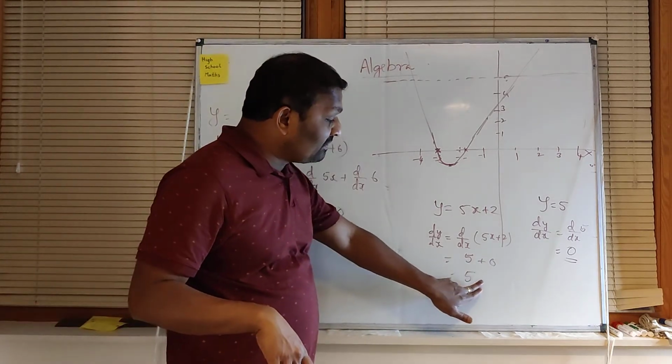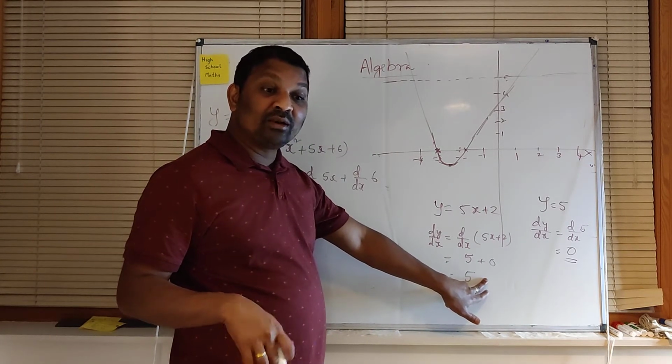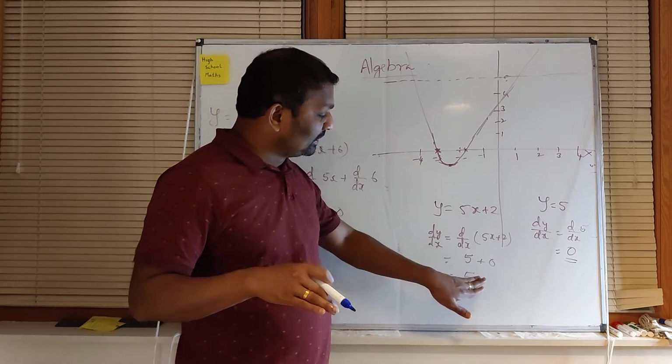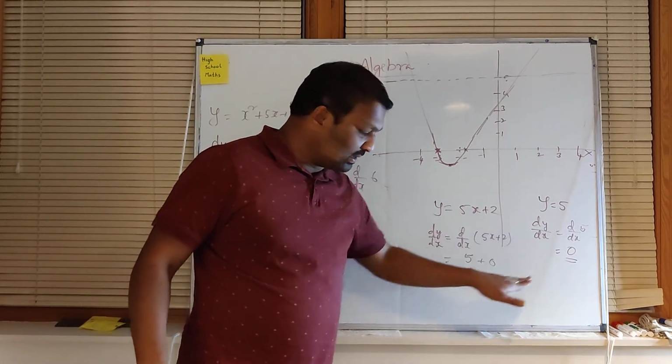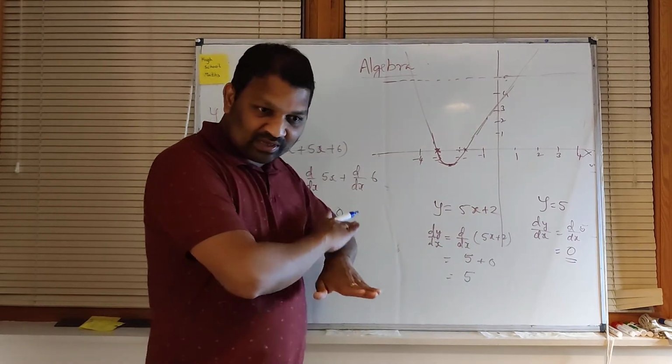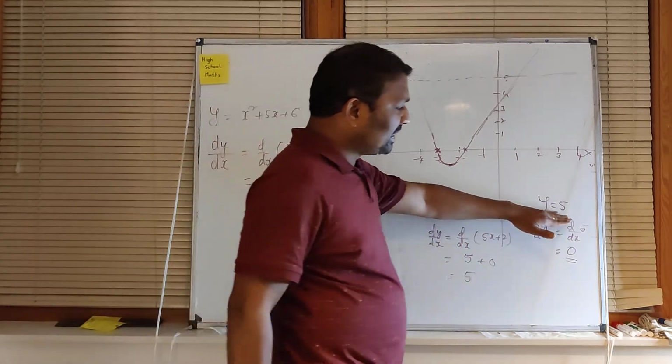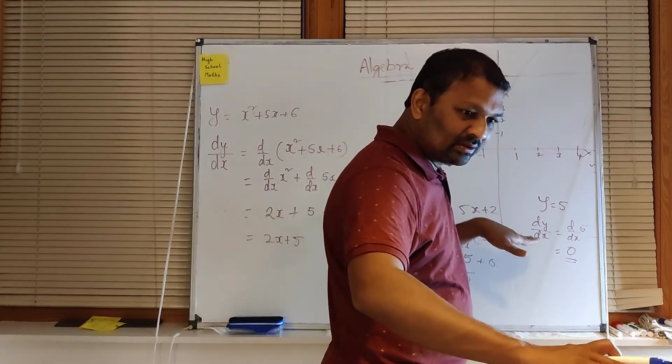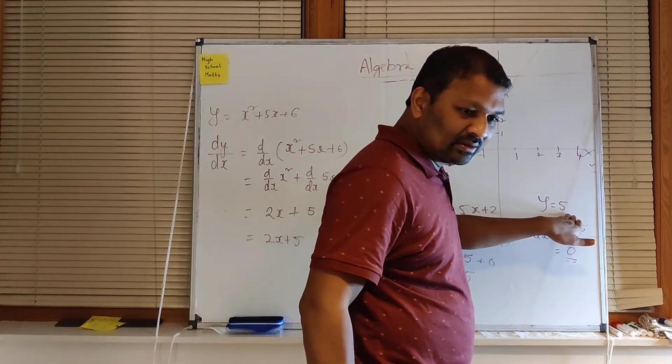In this equation, 5 will not be 0. That is why the lowest points cannot be found. The slope here, it is there. Here also it is there. But for this line, the slope is 5, which is fixed for this line. For this line, the slope is 0, that is fixed.